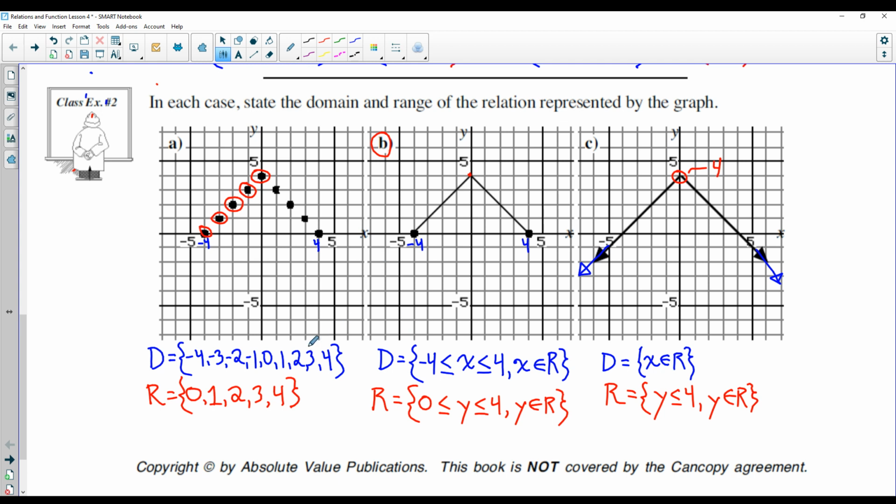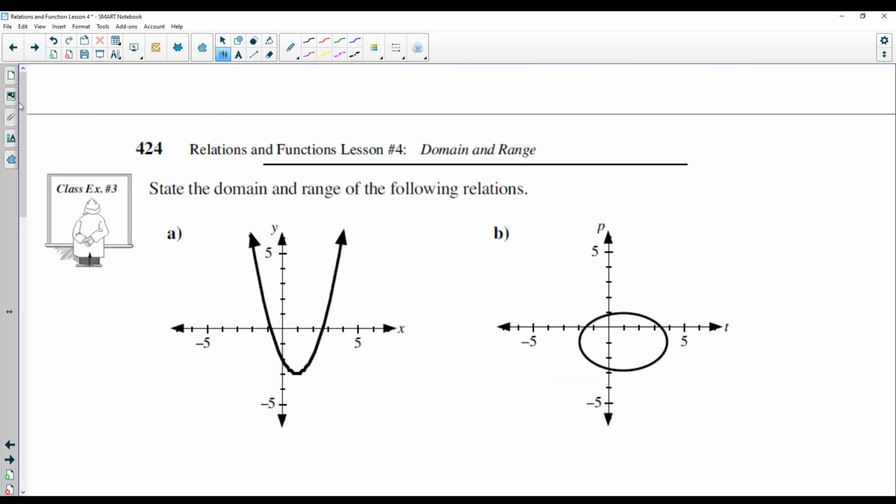So that's what the domain is. The domain is like just a way of listing all possible x values in the relationship or the graph. And the range is a way of listing all possible y values for your relationship or for your graph. Okay, let's go to the next page.